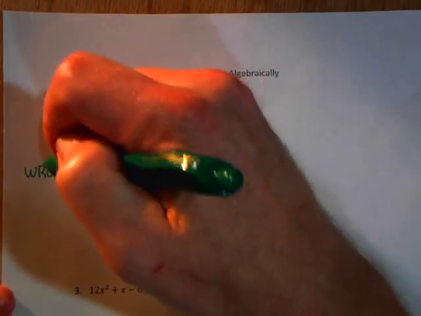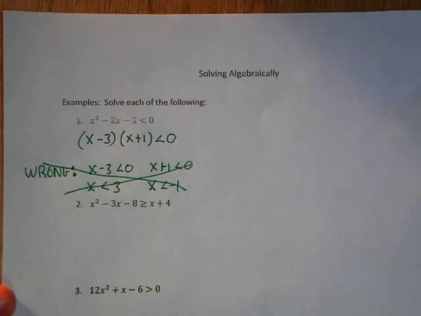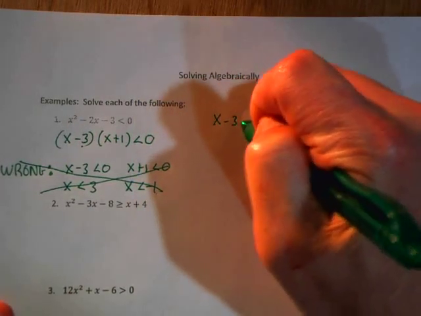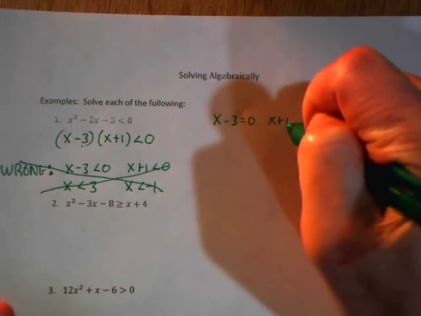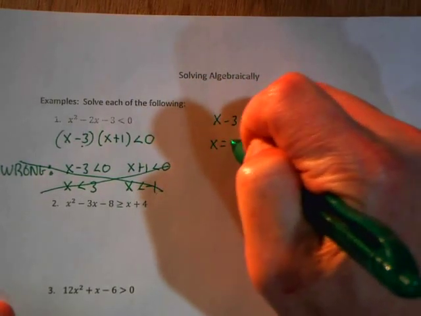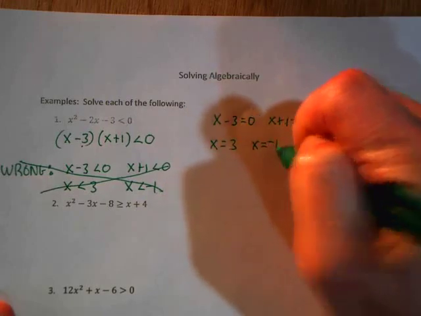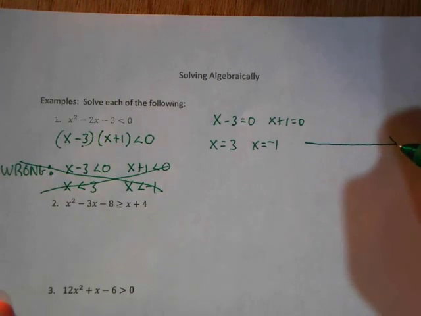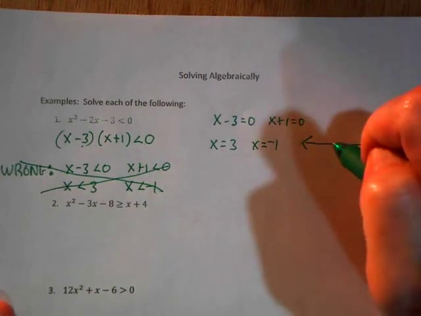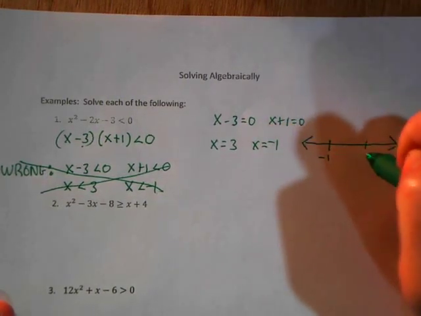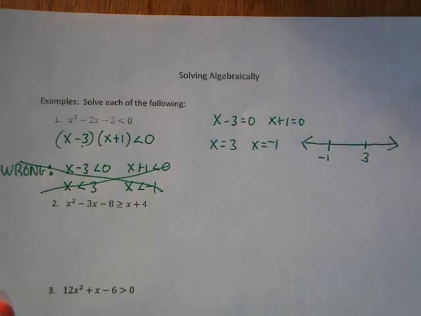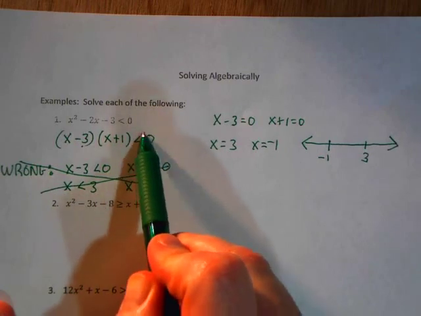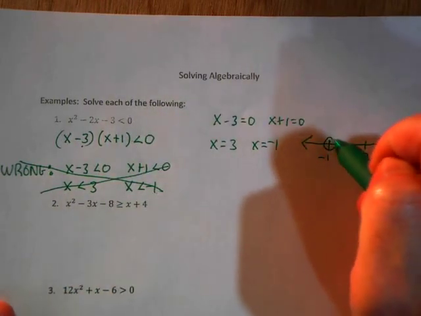Okay, so the right way to do this is this. You solve like it's an equation. You write x minus 3 equals 0, x plus 1 equals 0. You get x equals 3, x equals -1. What you're going to do next is you're going to draw yourself a number line. And you're going to mark -1 and 3. Back in my original problem, I just have a less than. I do not have an equal to, so both of these get circles.